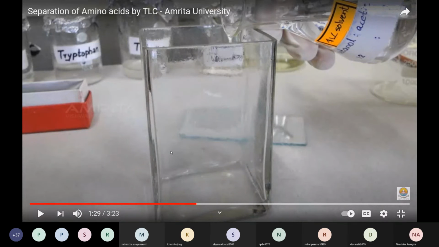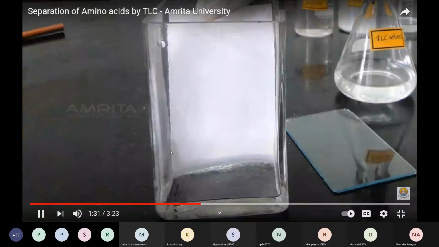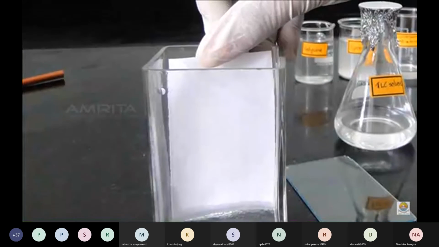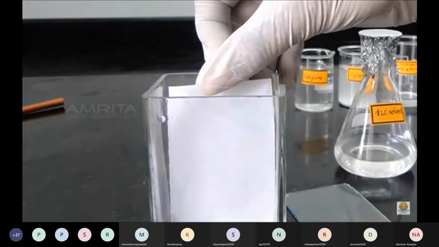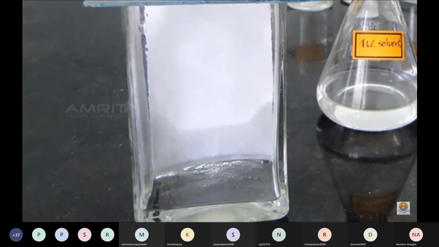Okay, let's continue. The solvent should just cover the bottom. The chamber should also contain a piece of filter paper or other absorbent material to saturate the atmosphere with solvent vapors. Finally, it should have a lid or other covering to minimize evaporation.